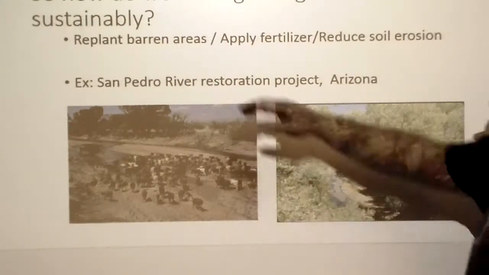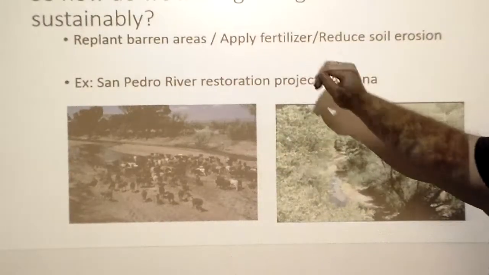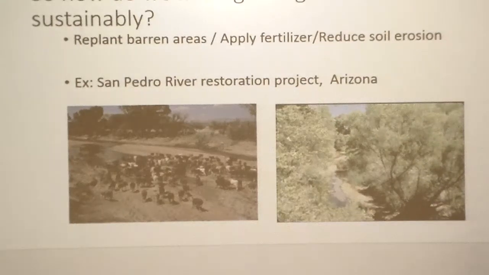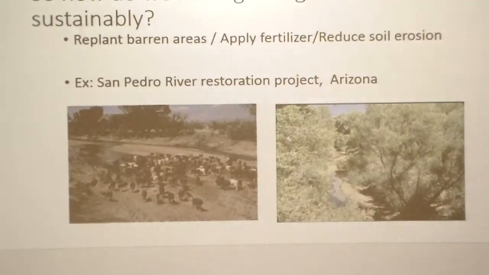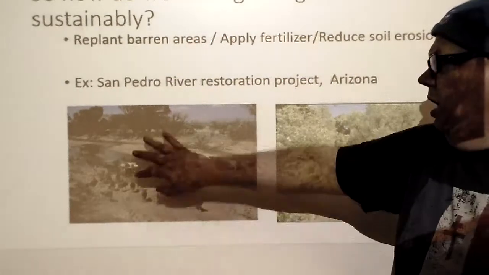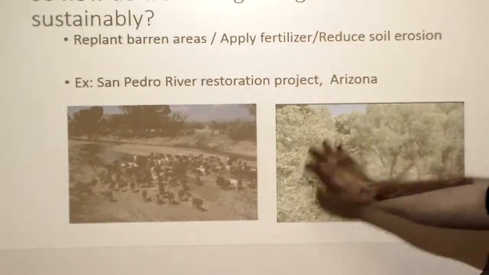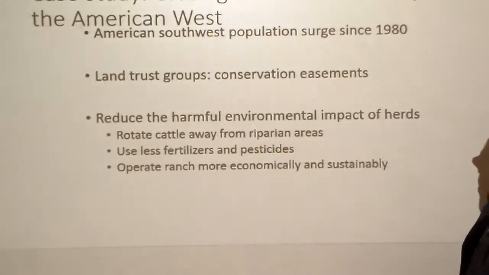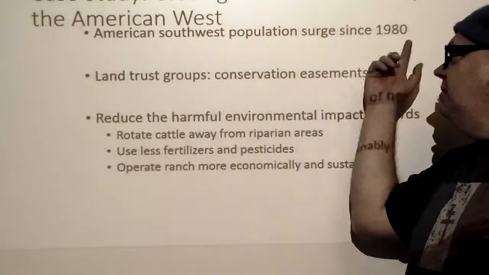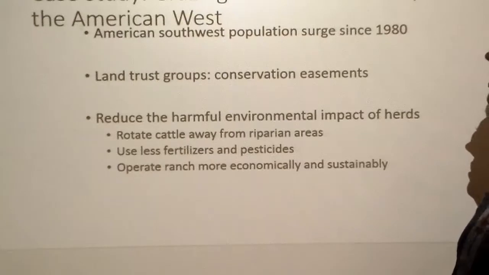Okay, we talked about replanting barren areas. You apply fertilizer, which also reduces soil erosion. We looked here at the San Pedro River Restoration Project in Arizona. Here's an example of before. Here's an example of after. Okay. We also looked at grazing and urban development in the American West. The Southwest population has been increasing since the 1980s.